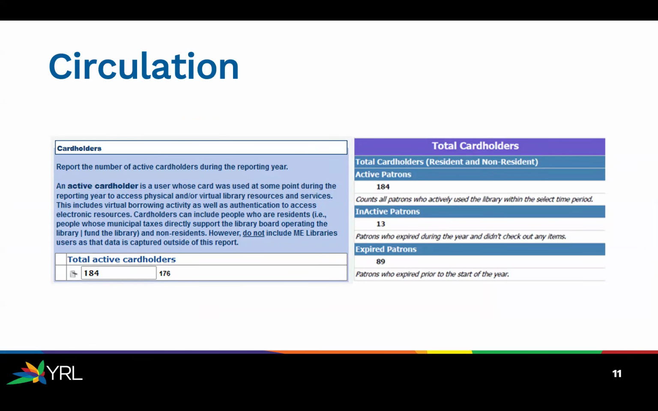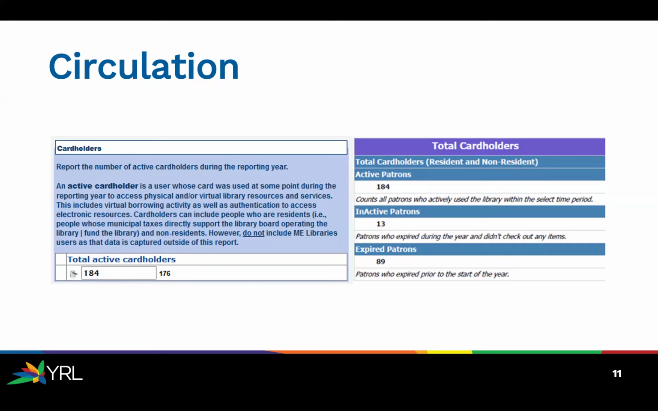Okay, cardholders. So this is an interesting one, and a good example of one of these fields that is different than something you might see in another report. Despite the name active cardholders, it is not based on the number of people that have memberships at your library. This number is about activity.